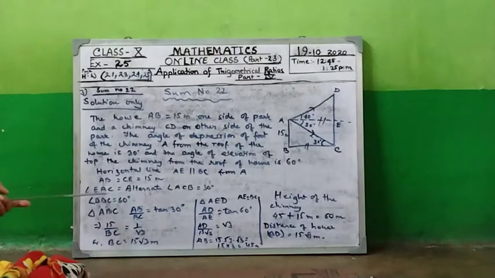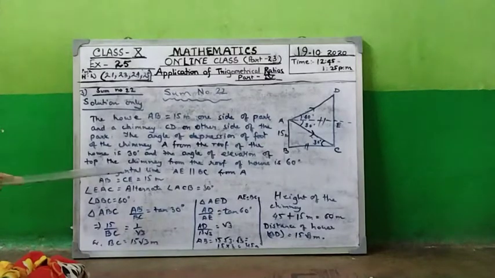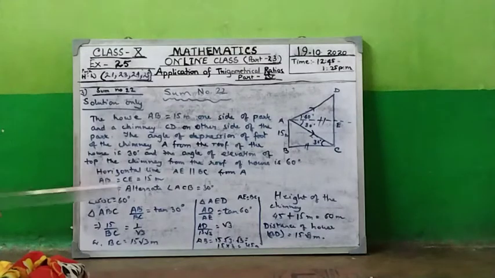Now angle EAC is equal to alternate angle ACB, that is equal to 30 degree. In angle DAE is equal to 60 degree. Now in triangle ABC, AB by BC is equal to perpendicular by base, that is tan 30 degree. What is AB? AB is given over here, 15 meter. 15 meter by BC is equal to 1 by root 3. So what is BC? BC is equal to 15 root 3 meter.